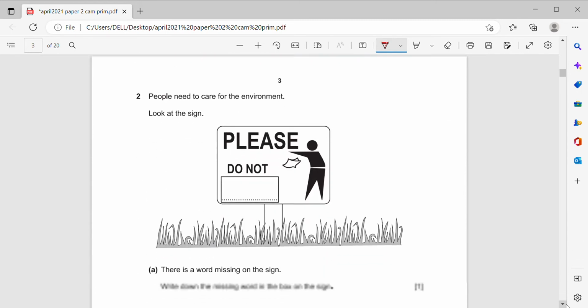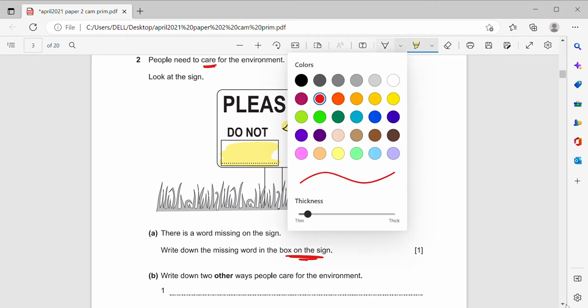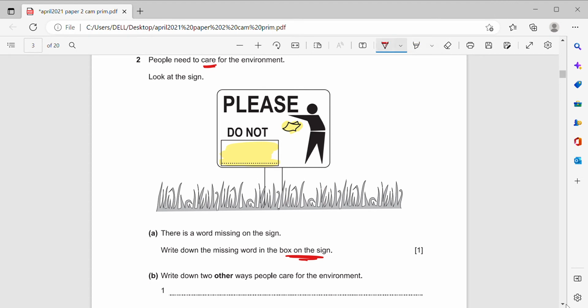Question number 2. People need to care for the environment. Look at the sign. Please do not, and we have to complete the sentence. There is a word missing on the sign. Write down the missing word in the box on the sign. So we have to write it here. Please do not what? Here, do not what? Great! Throwing garbage. So we can say, please do not litter.